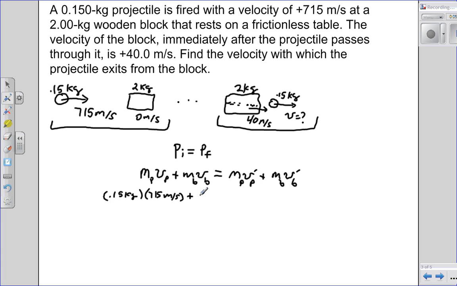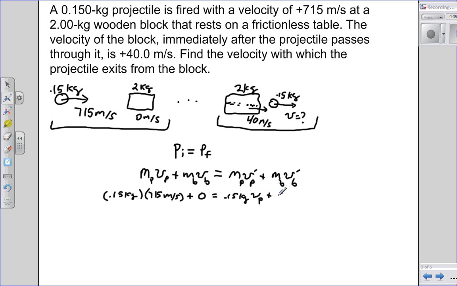This next term goes to 0 because the velocity of the block was 0. The mass of the projectile has not changed. It's stated as 0.15 kilograms. The velocity of that projectile is what I want to solve for. That's what we're trying to find.